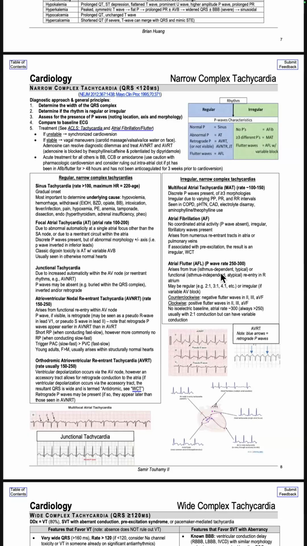And there's also non-isthmus atrial flutter, in which the circuit uses other areas such as after surgery ablation or atrial scarring. Another thing to identify atrial flutter is if it's counterclockwise or clockwise. So if it's counterclockwise, there's negative flutter waves in the inferior leads. If it's clockwise, then there's positive flutter waves in the same leads. And in this one, the atrial rate is usually between 250 and 300. So that is narrow complex tachycardia.